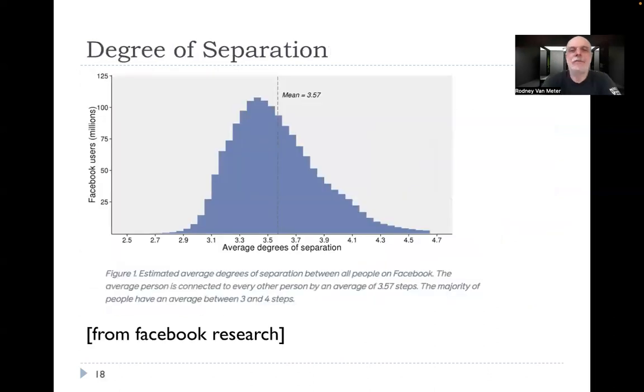This particular graph is actually from Facebook's own research, and what they've shown is that across their entire billion-person graph, the average number of steps between 2 people is 3.57. And the maximum was, I think, actually under 7 or something.